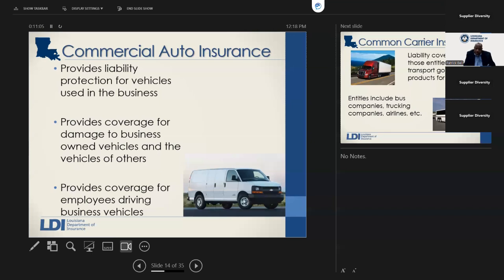Something else I want to mention about automobiles, particularly your personal automobile. So many times people want to advertise when they're in business. And so you go and get this magnetic sign made and you put it on the side of your car, truck, van, whatever. Guess what?